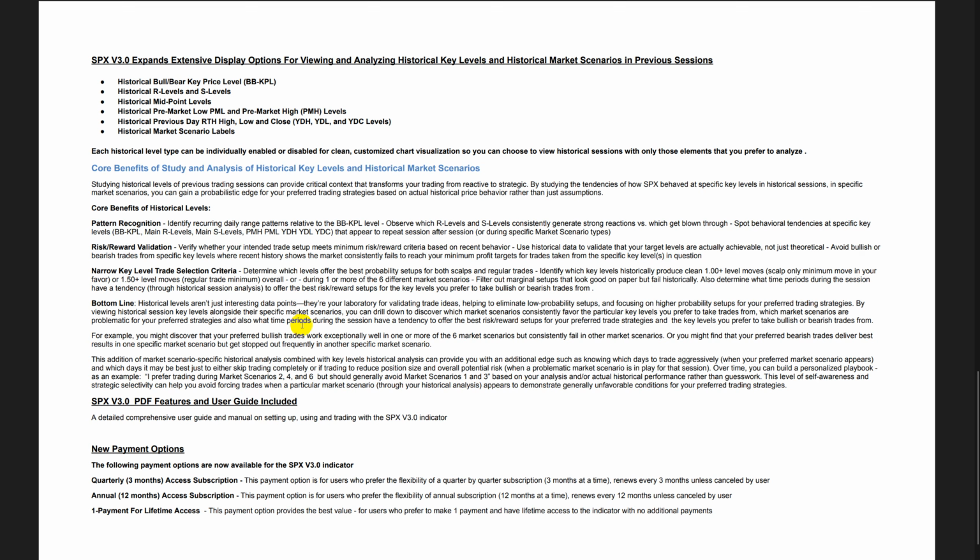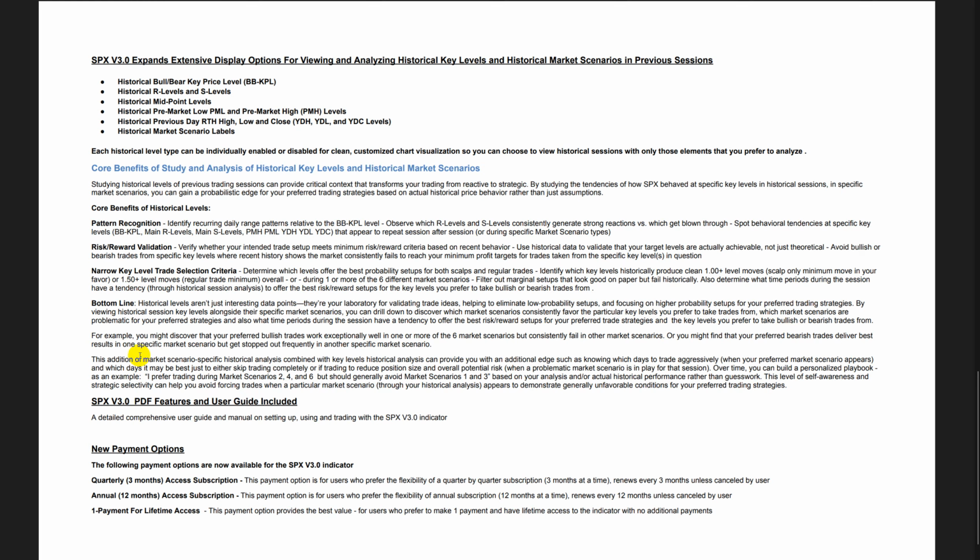So the bottom line, historical levels just are not interesting data points. They're a laboratory for validating trade ideas, helping to eliminate low probability setups and focusing on higher probability setups for your preferred trading strategies. By viewing historical session key levels alongside specific market scenarios, you can drill down to discover which market scenarios consistently favor the particular key levels you prefer to take trades from, and which market scenarios are problematic for your preferred strategies, and also what time periods during the session have a tendency to offer the best risk reward setups for your preferred trade strategies and the key levels you prefer to take bullish or bearish trades from.